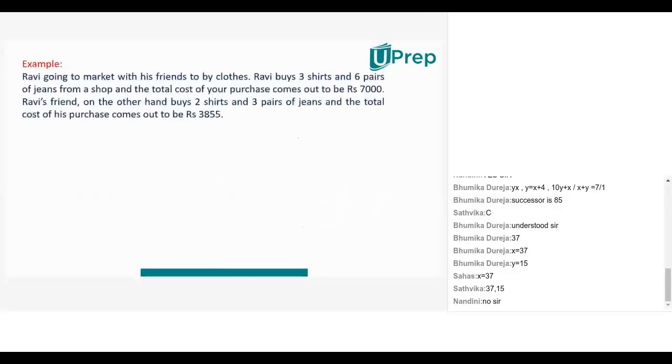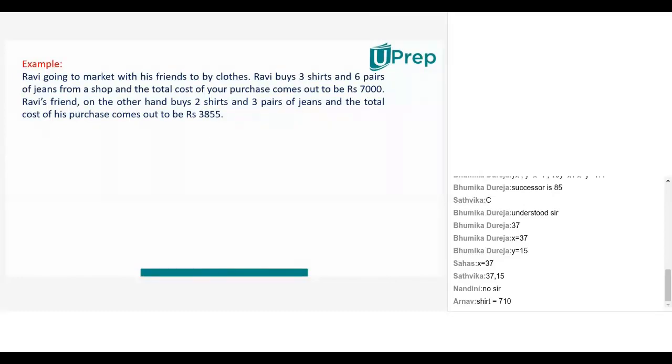Take this example. Look, let's check. What is the condition given? Ravi is going to market with his friend to buy clothes. Ravi buys 3 shirts and 6 pairs of jeans from a shop, and the total cost of his purchase comes out to be rupees 7,000. Now Ravi's friend, on the other hand, buys 2 shirts and 3 pairs of jeans, and the total cost of his purchase comes out to be 3,855.